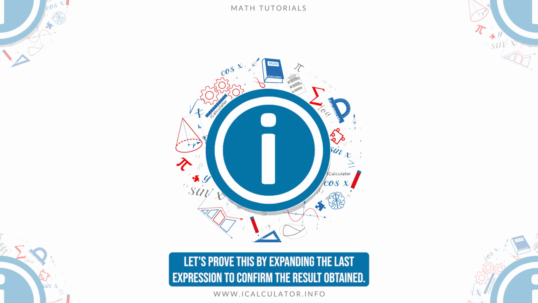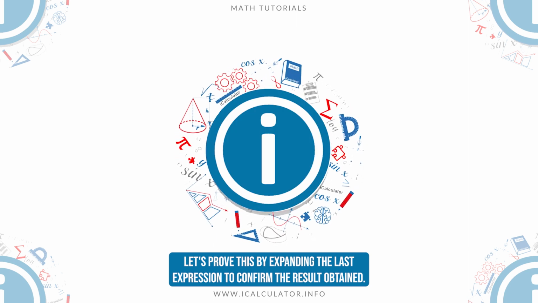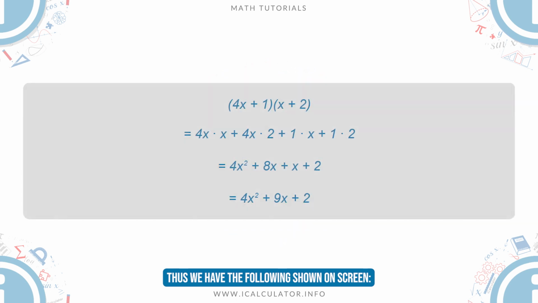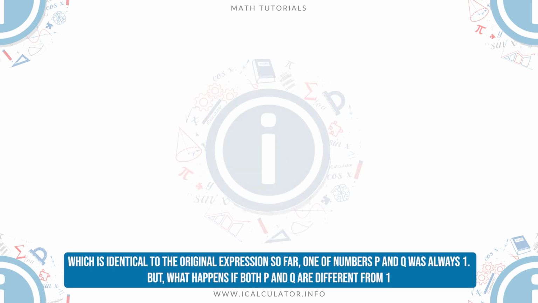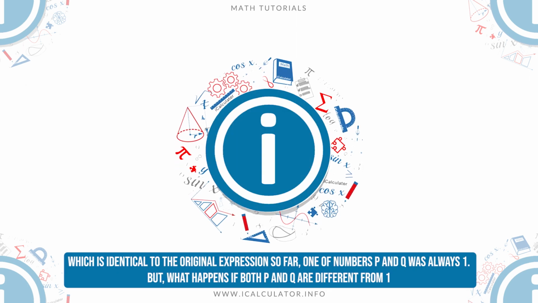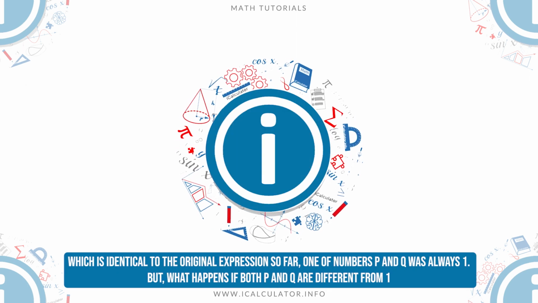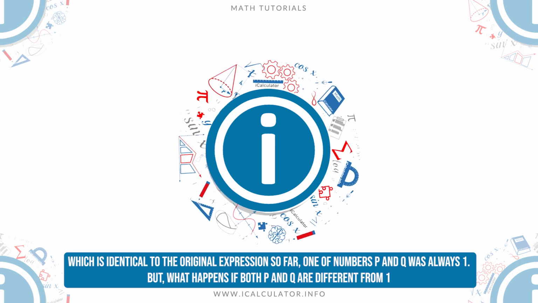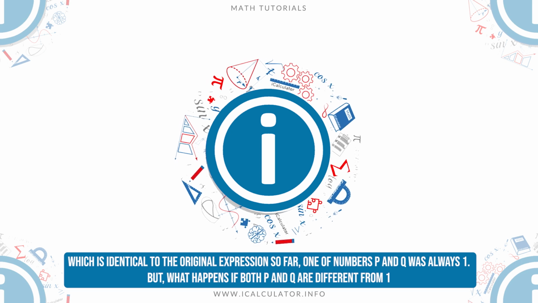Let's prove this by expanding the last expression to confirm the result obtained. Thus, we have the following shown on screen, which is identical to the original expression. So far, one of numbers p and q was always 1. But, what happens if both p and q are different from 1?